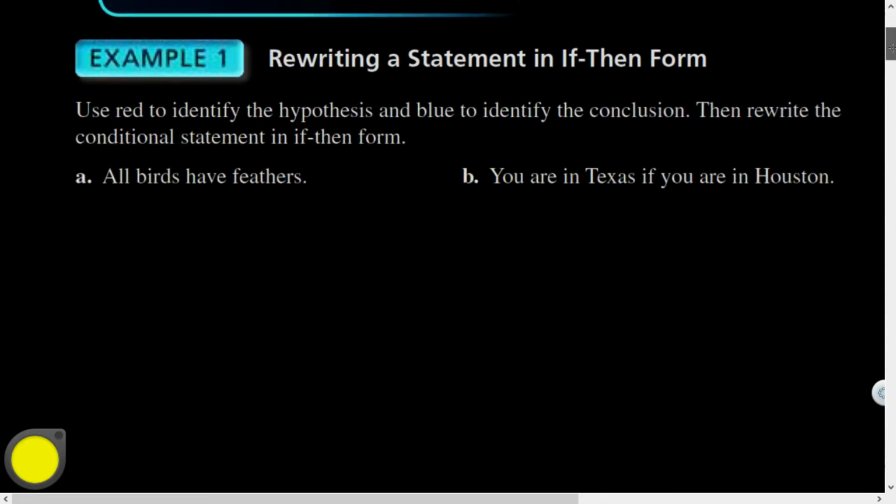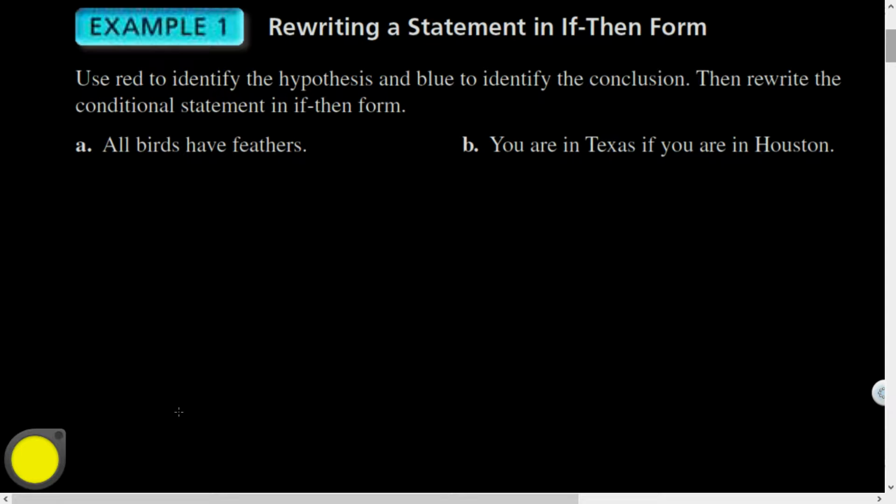So, let's look at example 1. Use red to identify the hypothesis and blue to identify the conclusion. You might not have those colors, so you might have to rearrange. All birds have feathers means that if an animal is a bird, then it has feathers. So, let's write that statement. It takes a little while getting used to this. If an animal is a bird, or I could even say if an object is a bird, then it has feathers.